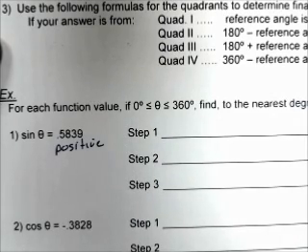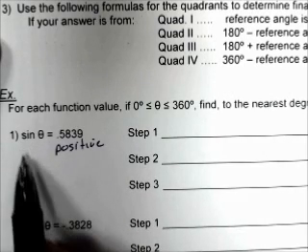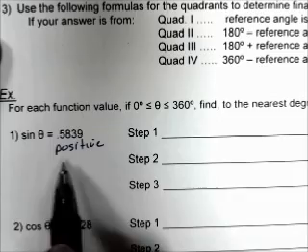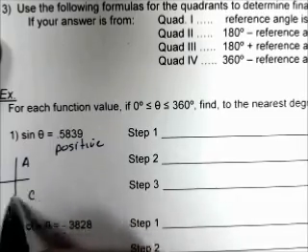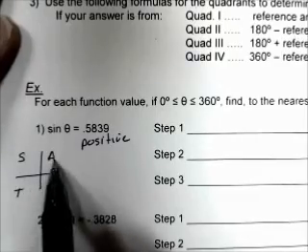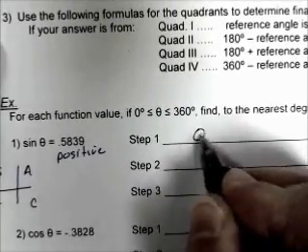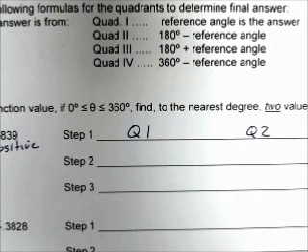So using All Students Take Chemistry, in what quadrant is sine positive? All right. Sine is positive in quadrants 1 and 2. So step 1, note the quadrants, quadrant 1 and quadrant 2. All right, I'm going to spread them out like that. Next, from the calculator, we get the reference angle.